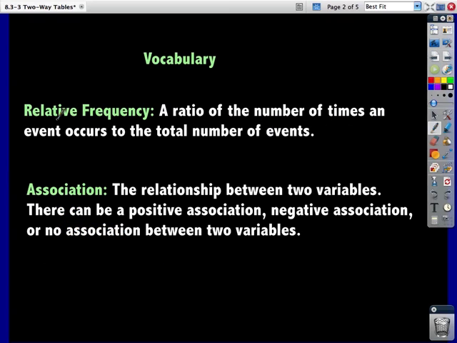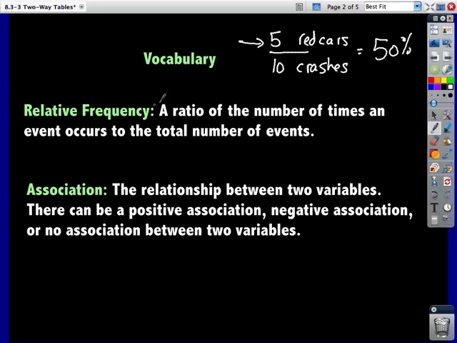The vocabulary words, relative frequency. It's a ratio of the number of times an event occurs to the total number of events. So if there's a total of, let's say, 10 car crashes, and 5 of them involve red cars, then that means 50% of the car crashes involved red cars. That's all a ratio or a relative frequency is. We take the number of times an event occurred, in this case a crash with a red car, and put that over the total number of events, in this case crashes.